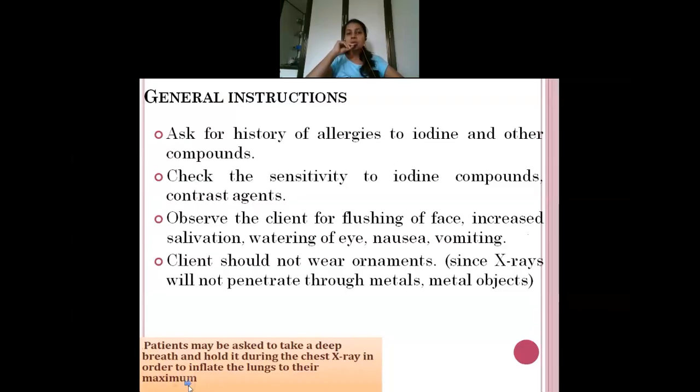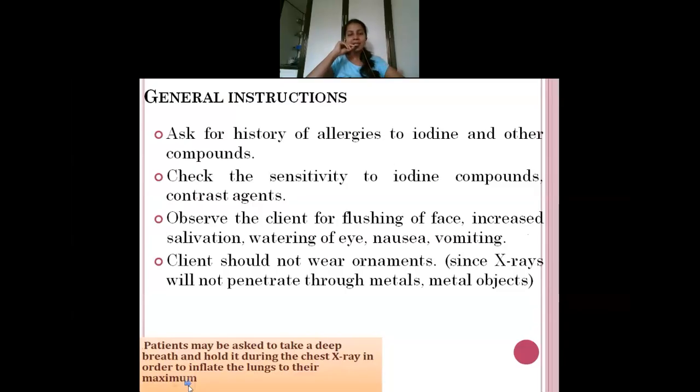Then some general instructions or other pre-procedures which I have already told. So check for the history of any allergies, because sometimes we may be giving contrast media to the patient. So what happens? We can perform the test dose. Ask the person if they are having any allergies to any iodine compounds or any other contrast media. And sometimes when you give the contrast media to the person, they may have some sensations, that also you need to explain to the patient.